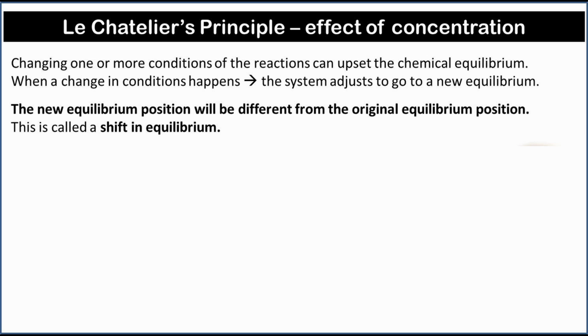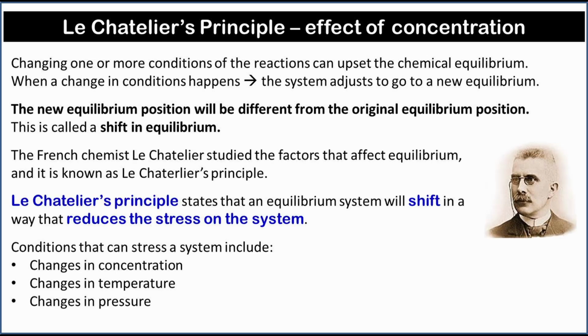Changing one or more conditions of the reaction can upset the chemical equilibrium. When a change in conditions happens, the system adjusts to go to a new equilibrium. The new equilibrium position will be different from the original equilibrium position. This is called a shift in equilibrium. The French chemist Le Chatelier studied the factors that affect equilibrium, and it is known as Le Chatelier's principle. Le Chatelier's principle states that an equilibrium system will shift in a way that reduces the stress on the system. Conditions that can stress a system include changes in concentration, changes in temperature, and changes in pressure.